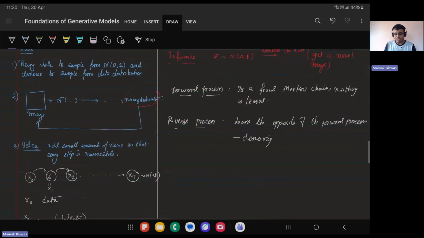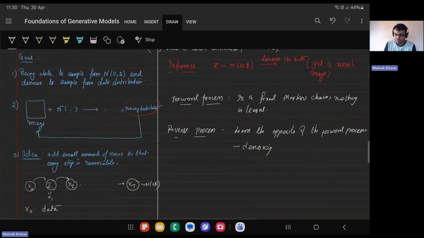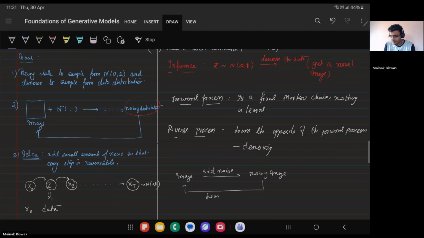So what we are going to see is how we are going to do this forward process and what this reverse process means. We have seen that we have this image. I'm going to add noise. I'll get a noisy image. And I will learn the reverse process of removing the noise.